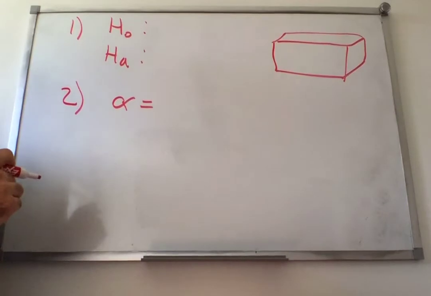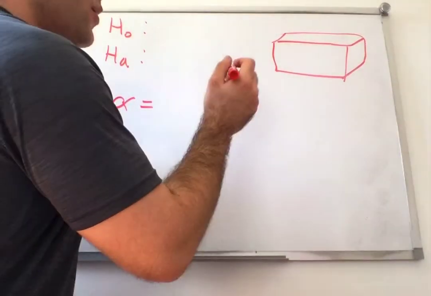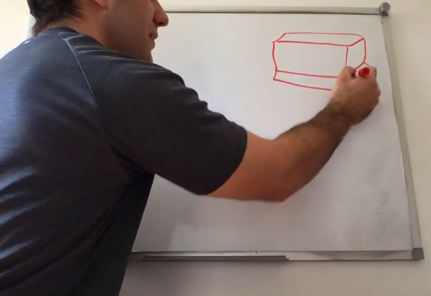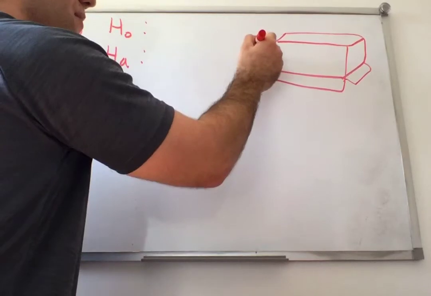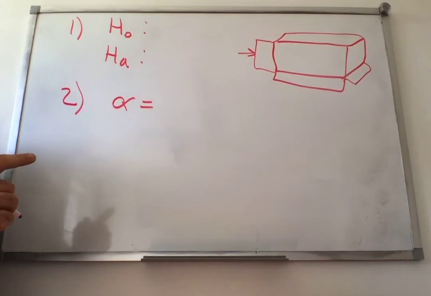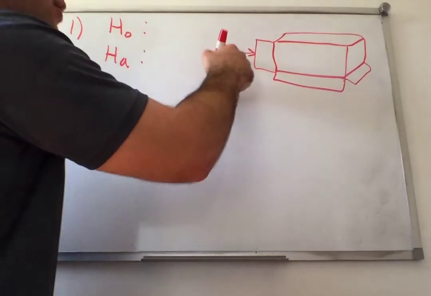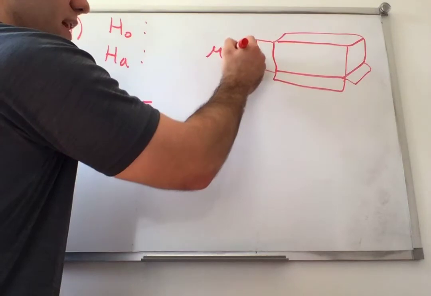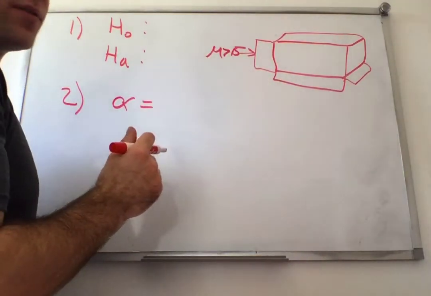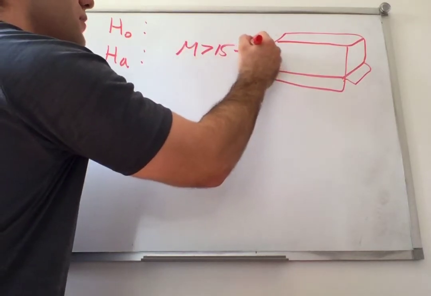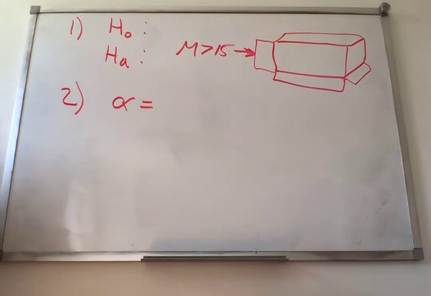So if I just have, you don't have to draw this, there's my loaf of bread. So he's not talking about how long it is this way. We're talking about the height of it. Okay. He says his claim is that his bread height is more than 15 centimeters on average. So this height here on average is more than 15 centimeters. Mu is more than 15. Okay, so that's his claim.